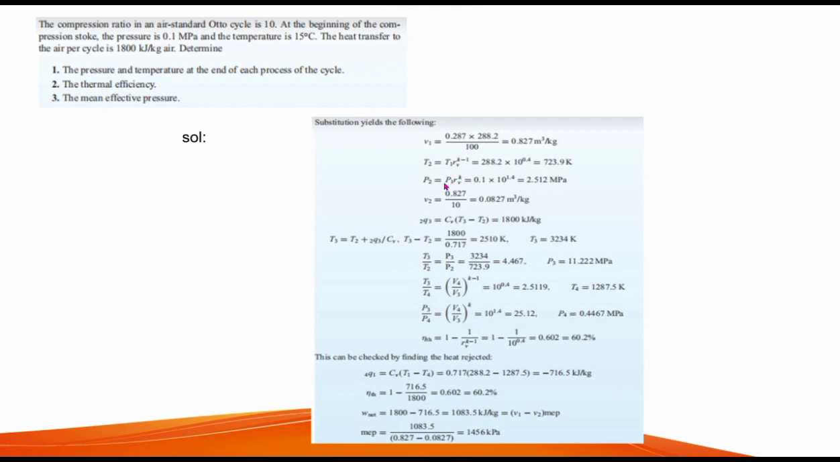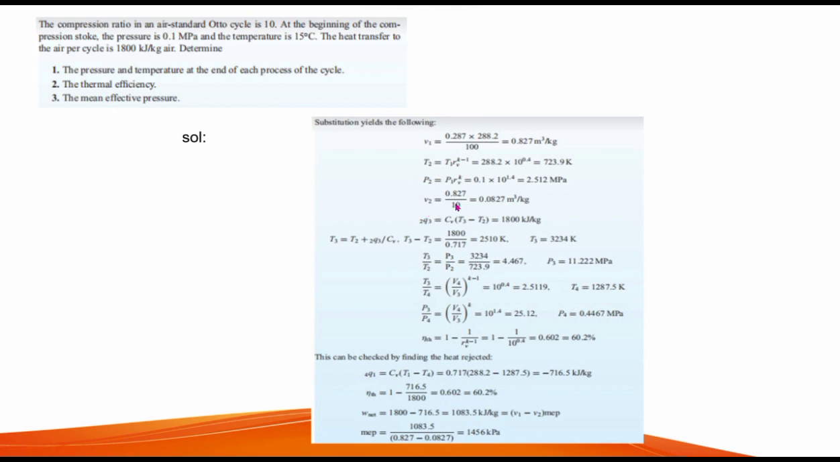Next, for our P2, we have the formula P1 times r raised to k. So we have 0.1 times 10 raised to 1.4. The value for P2 is equal to 2.512 megapascal.